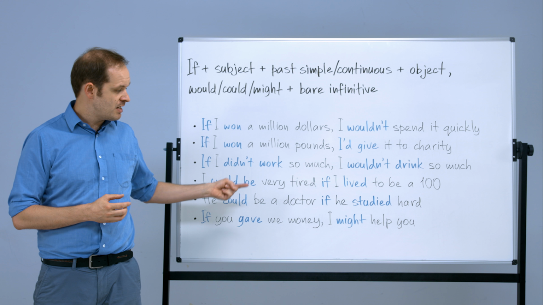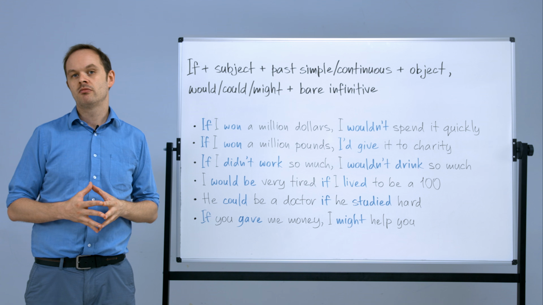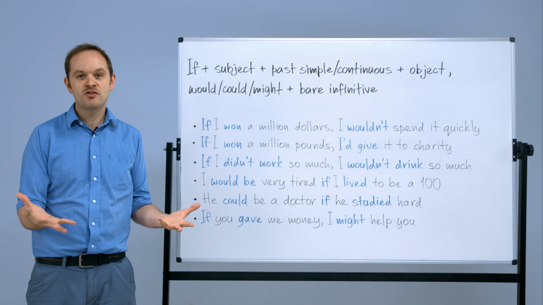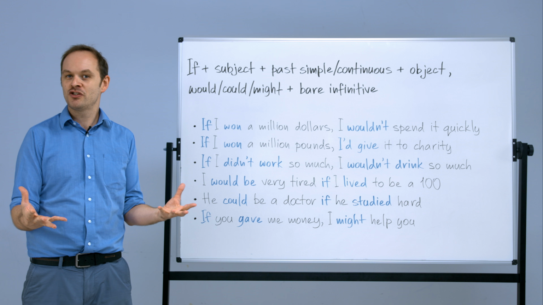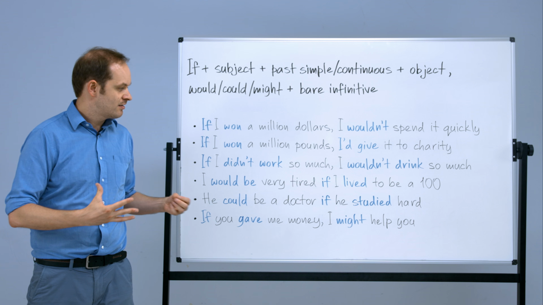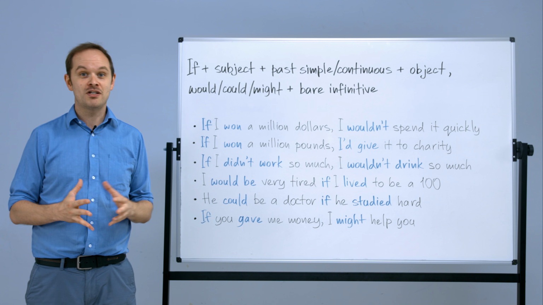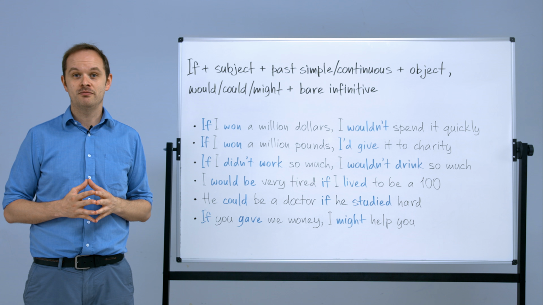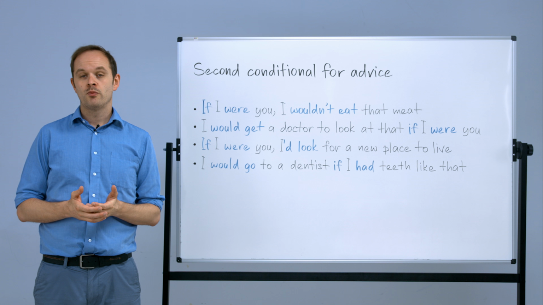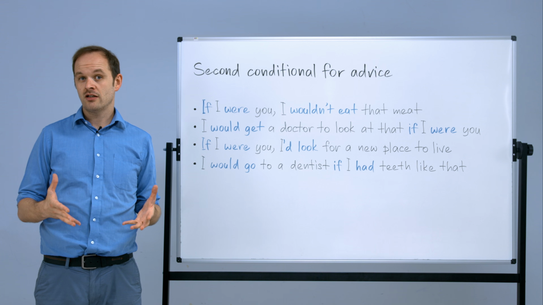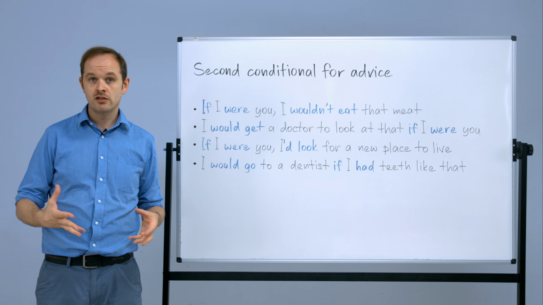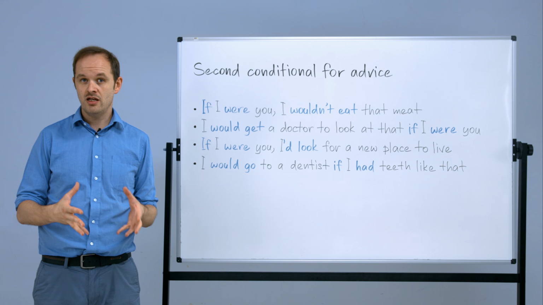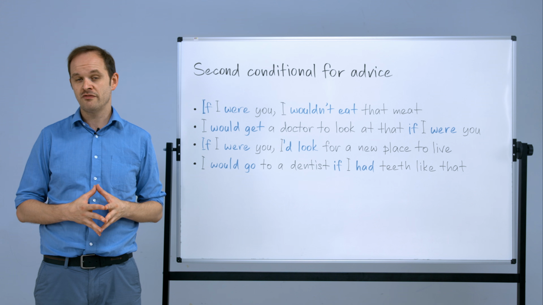If you gave me money, I might help you. So again, we haven't been given any money. Nobody has given us any money, but if they did, we might, 50-50, help them in this unreal situation. So far, we've looked at the primary function of the second conditional, which is describing unreal or hypothetical situations in the present with the consequences in the future.